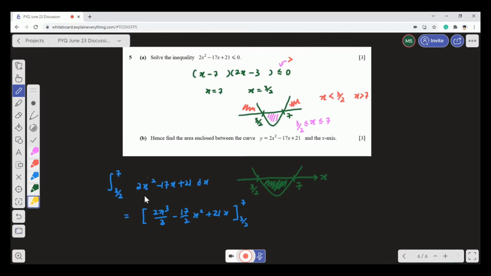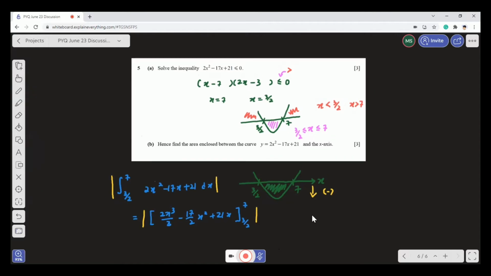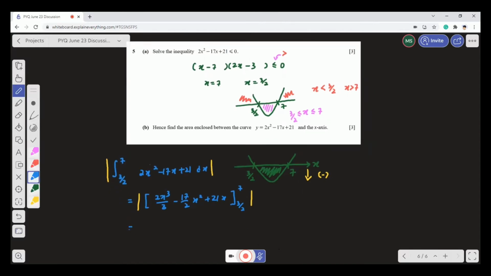Enclosed in this area, we say this area only. So when we say this area, it is actually finding the area below the x-axis, which means that it is giving you a negative answer. So you have to take the modulus of the answer to get a positive answer. Then you have to substitute the value, because your answer will be negative for sure.